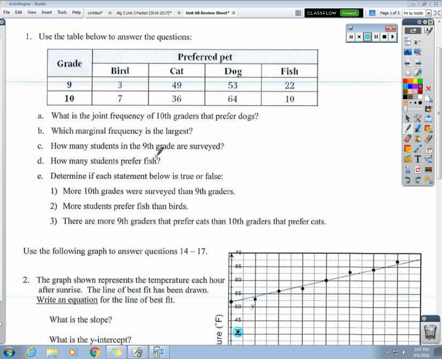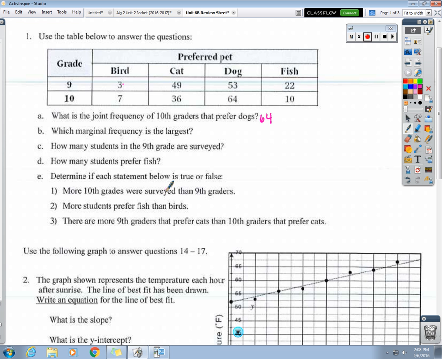Well, to be able to understand that question, you have to know what a joint frequency is. The joint frequencies are each individual element, like 3 is a joint frequency, 7 is, 49 is, 36 is, 53, 64, 22, and 10. There are 8 total joint frequencies in this table. So what is the joint frequency of a 10th grader that also prefers dogs? Correct, 64. You would just go to the 10th graders and then go over to the dog column, and there's 64 10th graders that prefer dogs.